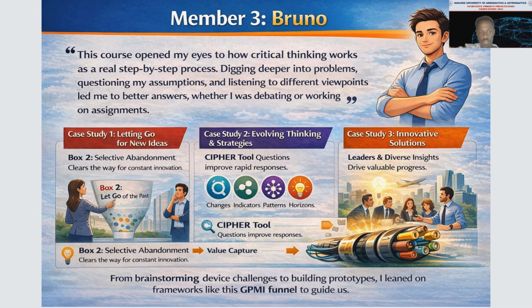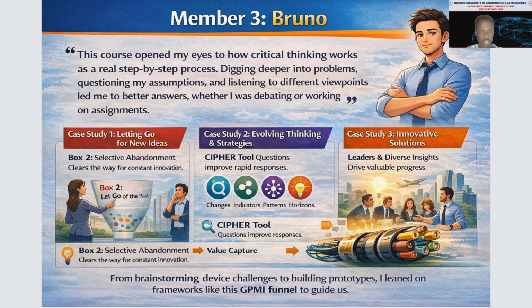As a member of this group, I found this course a revelation in how practical critical thinking can be. I learned it is a real skill, built step by step by consciously digging deeper into problems, actively questioning my own assumptions, and genuinely listening to different viewpoints. I consistently arrive at stronger answers in both debates and assignments. This structured thinking was applied directly to our case studies.